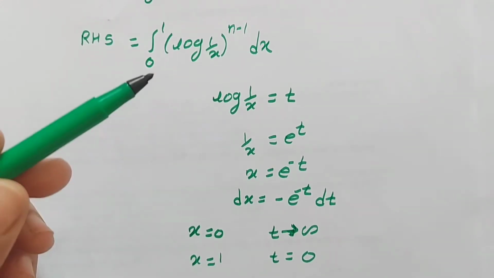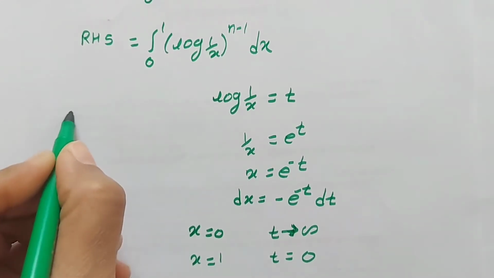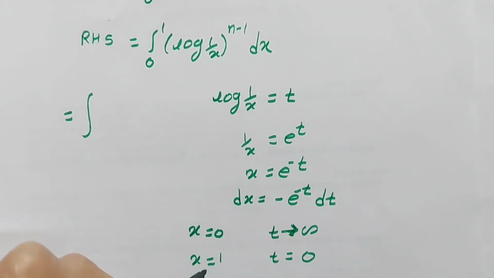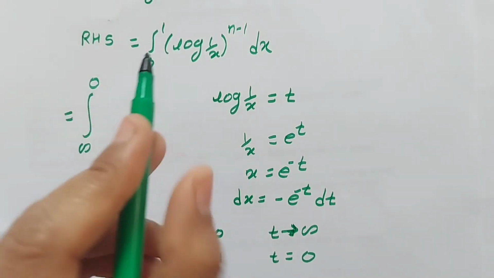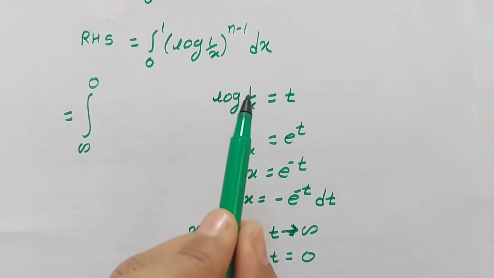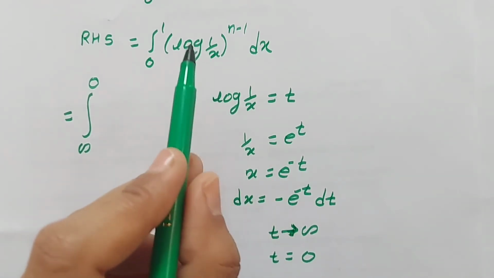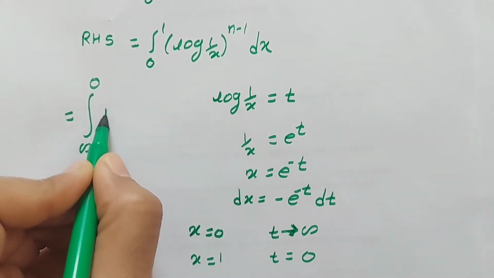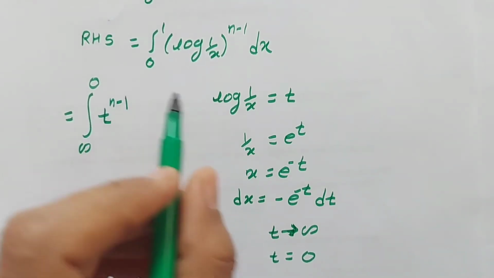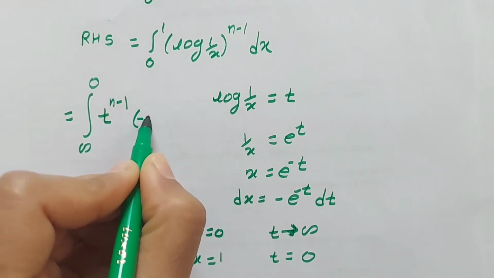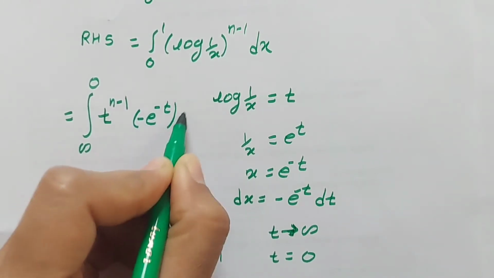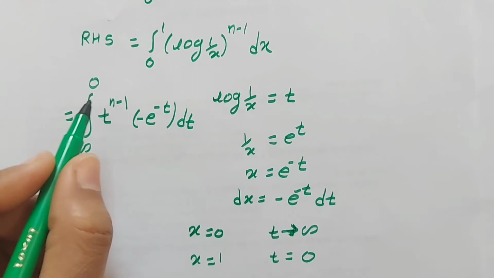If we put these values in this integration, then the right hand side becomes the integral with lower limit infinity and upper limit 0. That means the integral from infinity to 0. Log of 1 by x is t, and the power is n minus 1, so it is t raised to the power n minus 1. And dx is nothing but minus e raised to the power minus t dt. This is the right hand side.